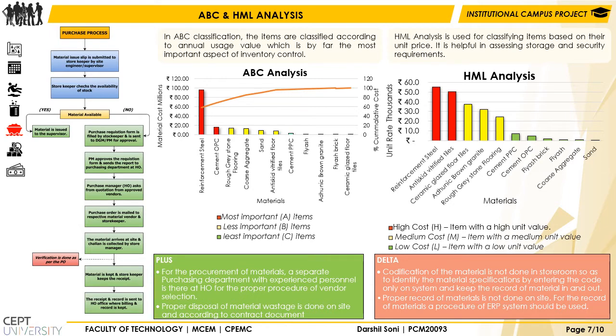For inventory control, we need to identify which items are more important and which have high cost. In the ABC analysis, the items are classified according to annual usage value, which is by far the most important aspect in inventory control. Reinforcement and OPC cement are the most important items and require more attention while ordering, storing or using them. HML analysis is used for classifying items based on their unit price. Reinforcement steel and anti-skid vitrified tiles are items having high unit value and require high security arrangements.